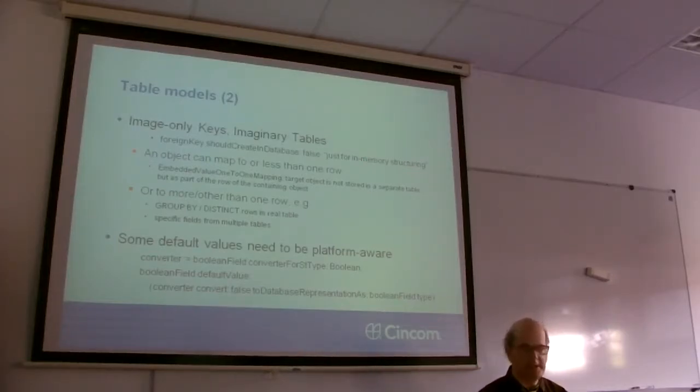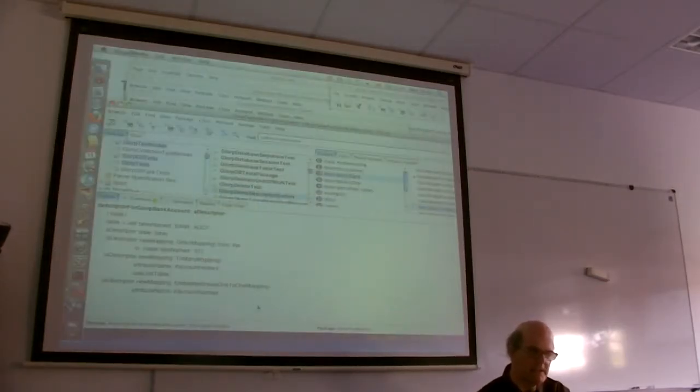Another case is you might want to map to more than one row. Trivially is if you're wanting to group the rows or make the rows say I only want distinct rows. But more generally, you might want specific field for multiple tables. So let's take an example of why you might want to do that.